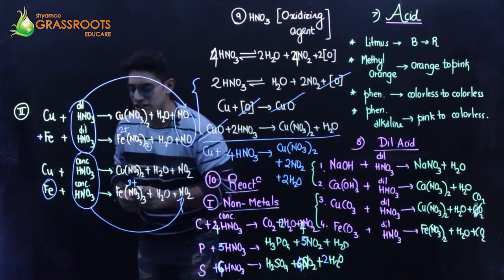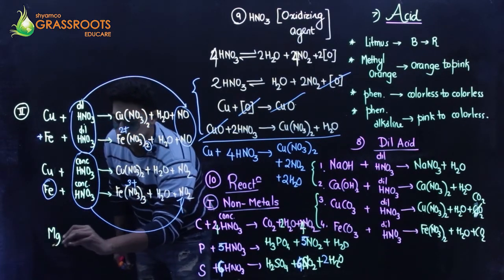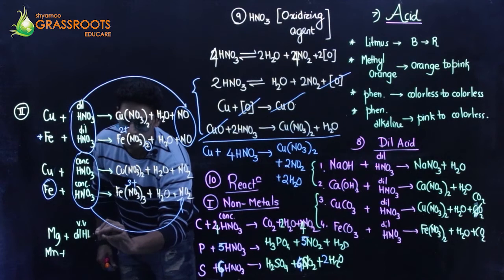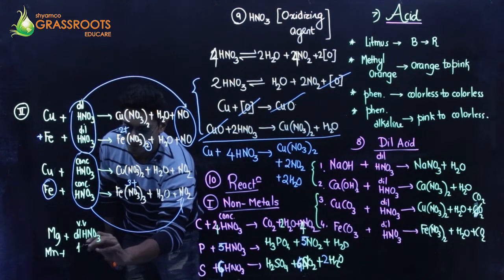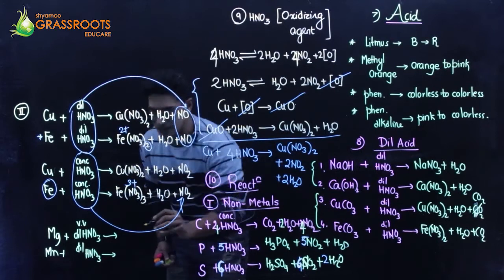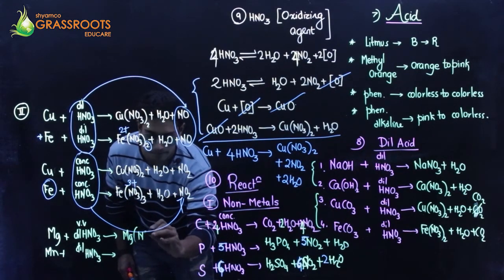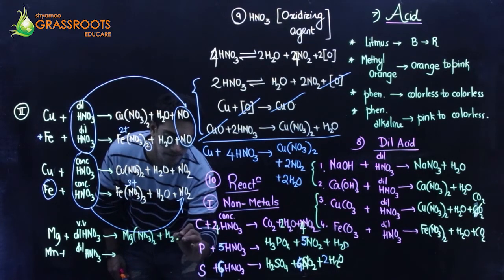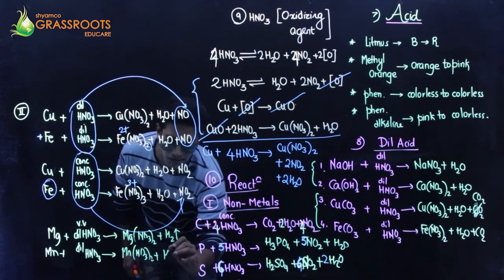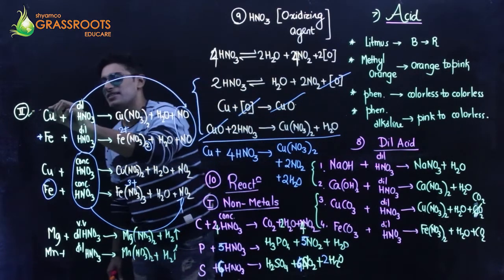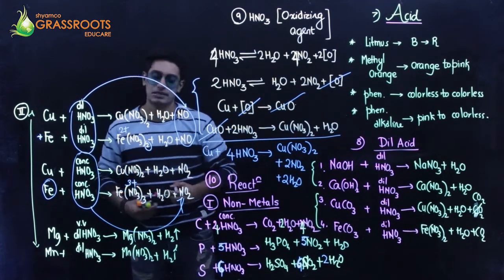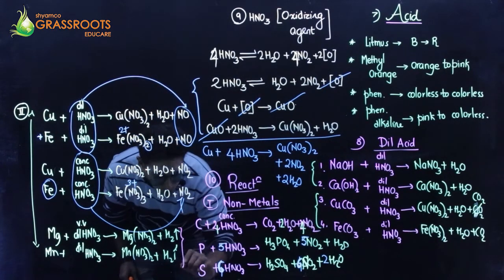Talking about the reaction with magnesium and manganese. They react with very dilute HNO3, and they form magnesium nitrate and hydrogen gas. This forms manganese nitrate plus hydrogen gas. Now guys, I have not balanced these reactions. I am leaving the balancing part for you all. It's easy. Come on, you can do that much at least. Out here there is no water formed.